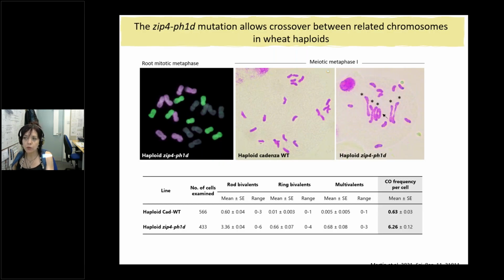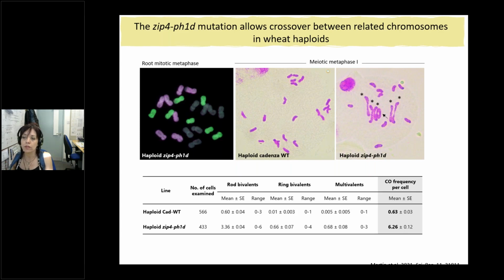Also, very briefly, I want to mention that it was suggested that Aegilops variabilis might be contributing to the induction of crossover between related chromosomes, as it happened with some wild species. So it was important for us to show that the ZIP4 Ph1 mutant still allows crossover between related chromosomes in wheat itself, where no wild relative was involved.